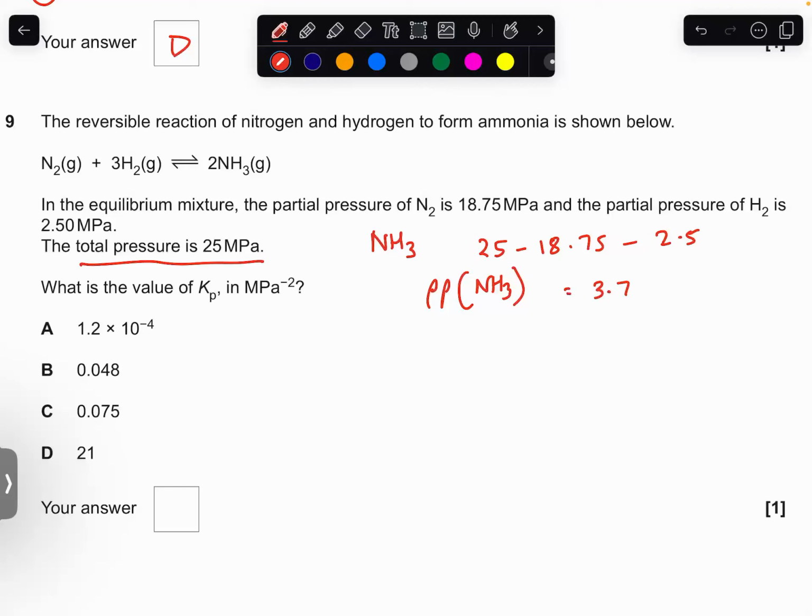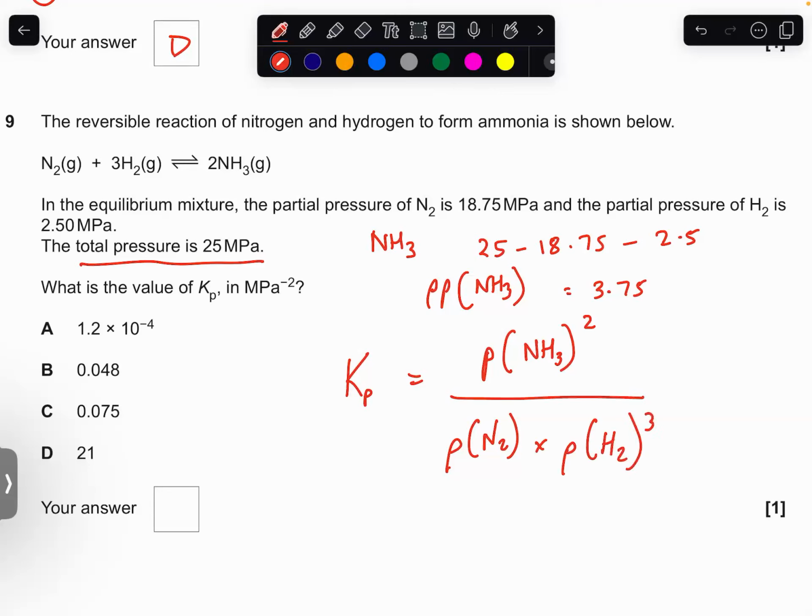3.75. And what we do, we write down the expression to work out: products over reactants. We use curved brackets. So for ammonia, and square that. We raise the big numbers to the power: the partial pressure of nitrogen, multiplied by the partial pressure of hydrogen cubed. Where have these numbers come from? From here.